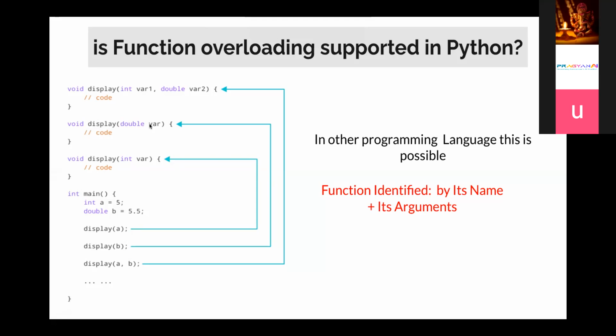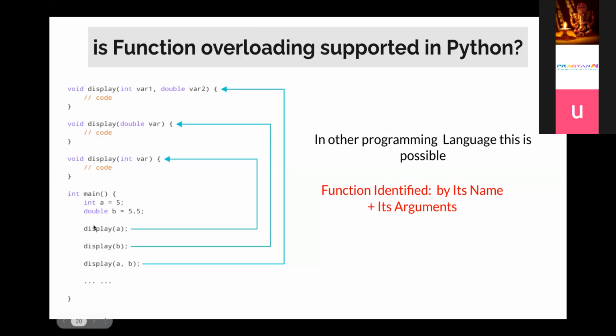So display is taking var, and there is another function which will take var, but the difference is that it will take int var. Here it will take double var. So this is C++, no? So int, double var there in C++. If you see, all three function names are the same.